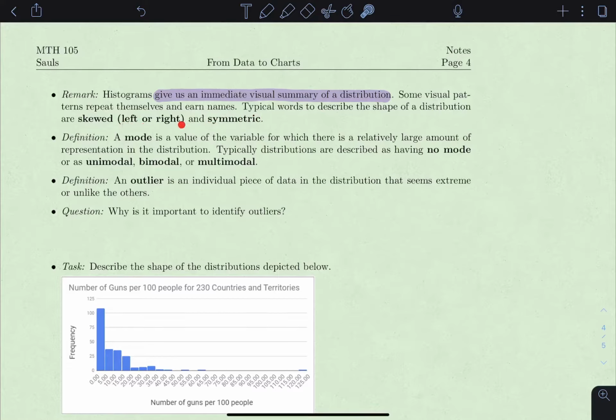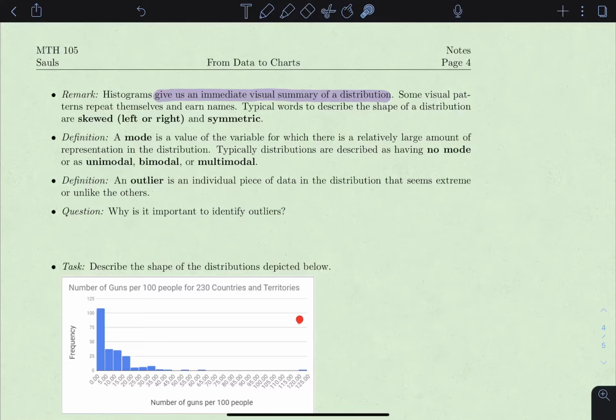Skewed left and skewed right is more about an asymmetry. So there will be some height where the bulk of the data falls, and then there'll be a decreasing expression of values as you get farther away from that height. This example that you can see at the bottom is skewed right.